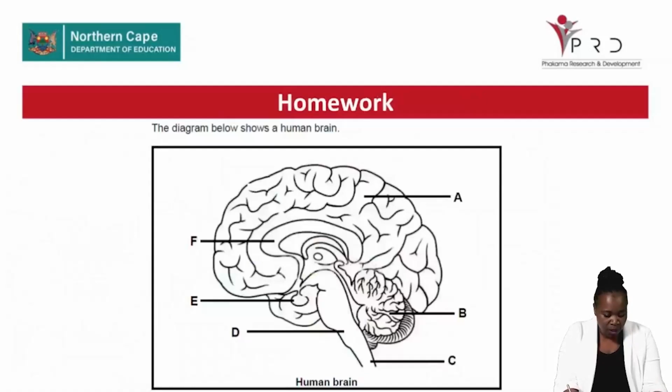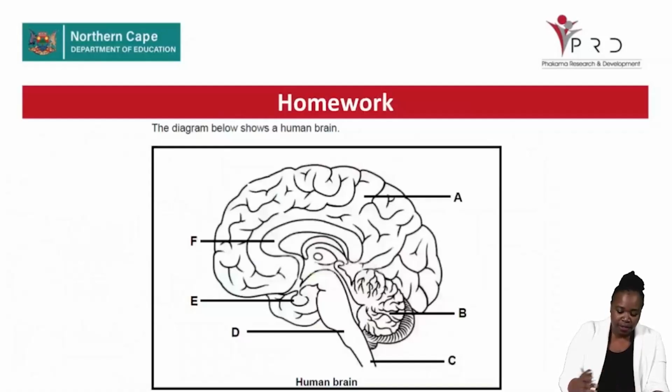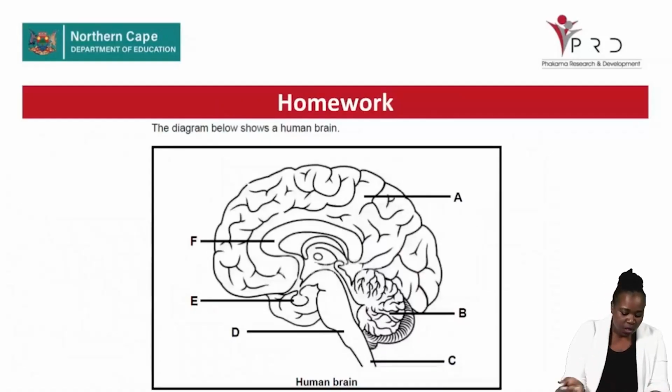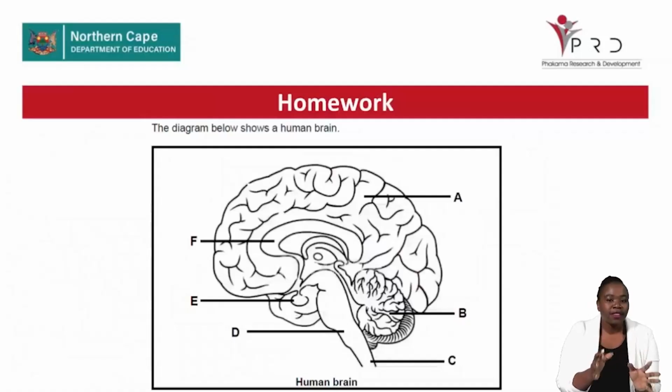Okay, so we have homework here. It says the diagram below shows a human brain. So you are going to look at this diagram of the human brain. You are then going to answer the questions. So another thing, before you even try to answer the questions, it will be very nice for you to try and label the parts first. So just go ahead and label these parts first: the cerebrum, the corpus callosum, the cerebellum, the spinal cord, the medulla oblongata, and then you know that once you start answering the questions, you already have that diagram labeled.